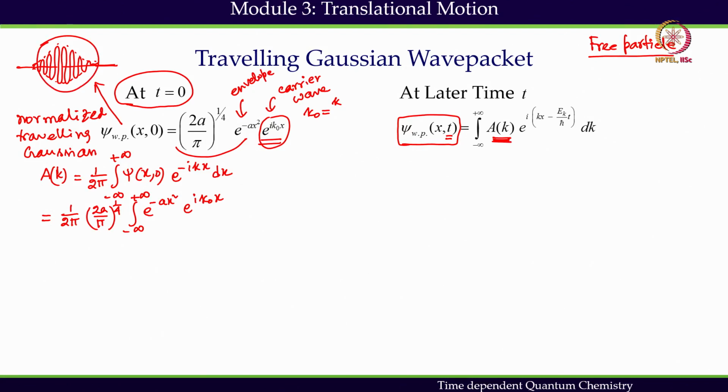And k0 was kind of an average of all k's, so k1 plus k2 plus k3 and so on, all components, and because it is minus infinity to plus infinity we have to add them and then divide by the total number. So that was the meaning of k0. It was the average of all these, the k represented by the carrier wave. So this k0, and then e to the power minus i kx dx.